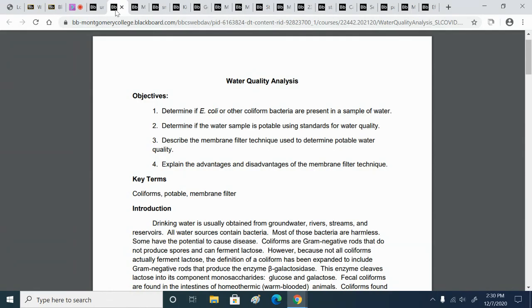And so the standard for coliforms is no more than 1 coliform per 100 milliliters of water, and no more than 100 other types of bacteria per 1 milliliter of water. If your water is below those two standards, then it is potable, it's drinkable. But if you have more than one coliform or more than 100 other kinds of bacteria per 1 milliliter, then your water is not potable, right? You really don't want to drink it.